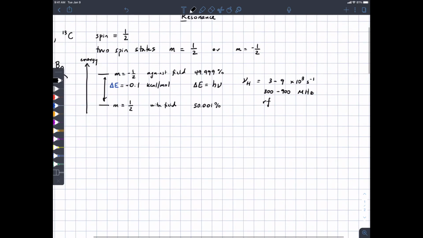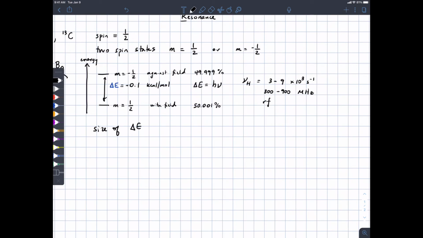This is in the radio frequency area. And so the idea is, can we apply light in the radio frequency part of the spectrum to cause this transition? Can we see that radio frequency being absorbed, and can we learn something about the proton based on what that frequency is?